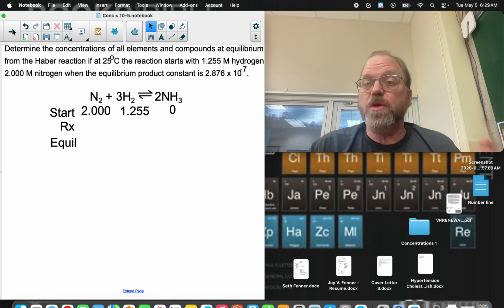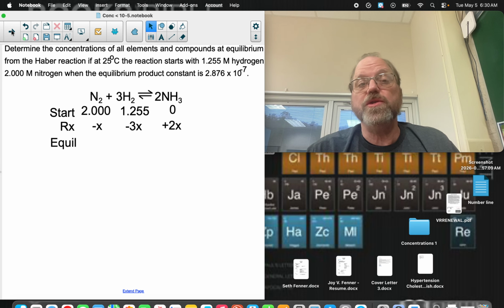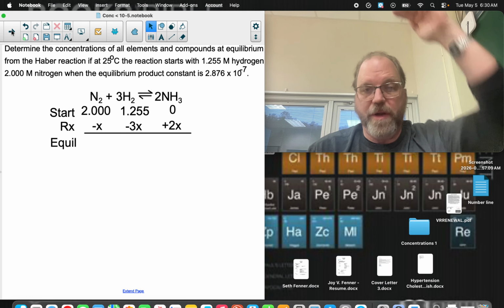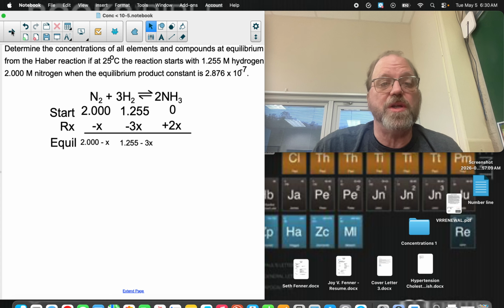Now, when we do the reaction, we're going to lose X because of the molar relationship here. I have only 1 molar of nitrogen, so therefore I'm going to lose a value. We don't know how much that is, so we call that X. We're going to lose 3X of hydrogen, and then we're going to gain 2X of ammonia. Now, when we add those up, bringing everything straight down, we're going to get 2.000 minus X for nitrogen, 1.255 minus 3X for hydrogen, and 2X for ammonia.